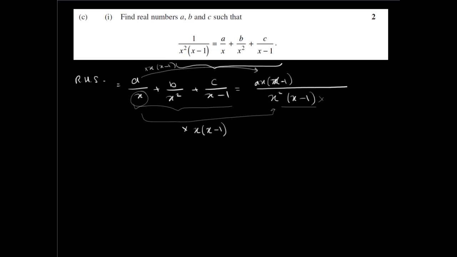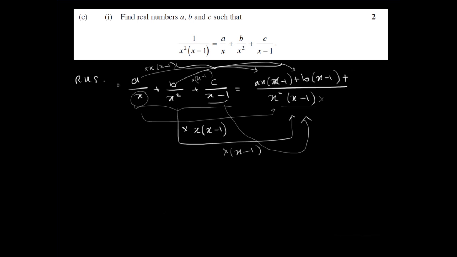And we do in a similar fashion for x squared to become the common denominator. We have to multiply by x minus 1, and so we do the same for b. So b times x minus 1 is b(x minus 1). And for x minus 1 to become the denominator, we have to multiply by x squared. And so we multiply c by x squared and we get cx squared.